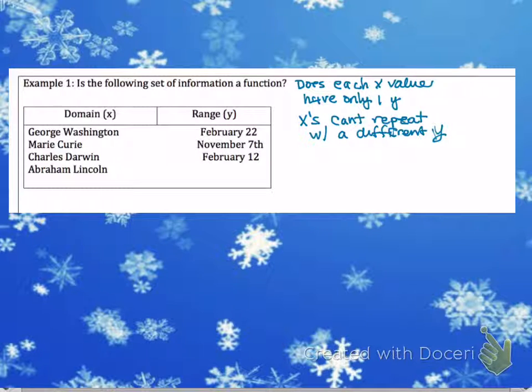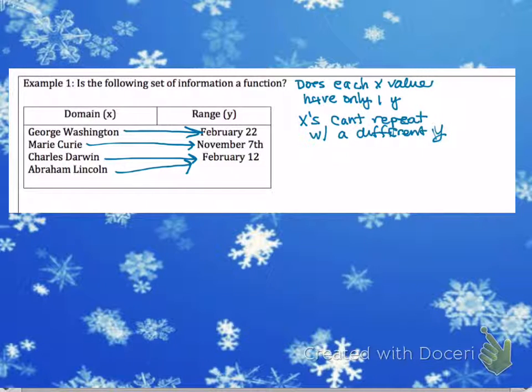And so if we think about this birthday rule, the idea is that George Washington's birthday is February 22nd. Marie Curie's birthday is November 7th. Charles Darwin is February 12th. Abraham Lincoln's birthday is also February 12th. The x's can repeat, but each x has a y, so you can't have two birthdays.